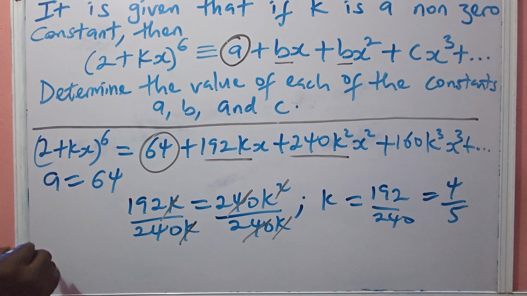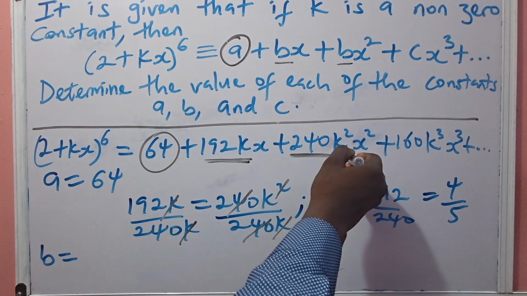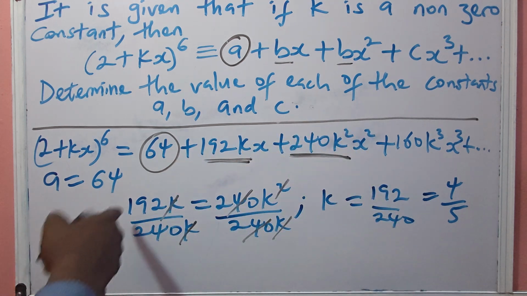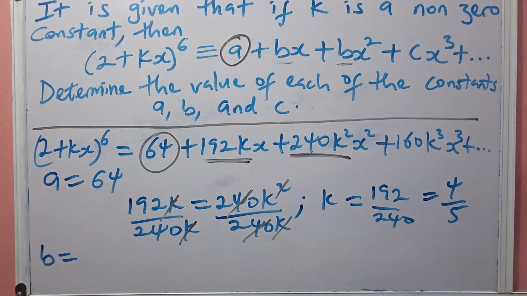So to get our b value now, we can go on to use any of this expression. We can use 192k or 240k squared. Whichever one we use will give me my value for b, because they both represent the value for b. All right. So I will go on to use 192k.